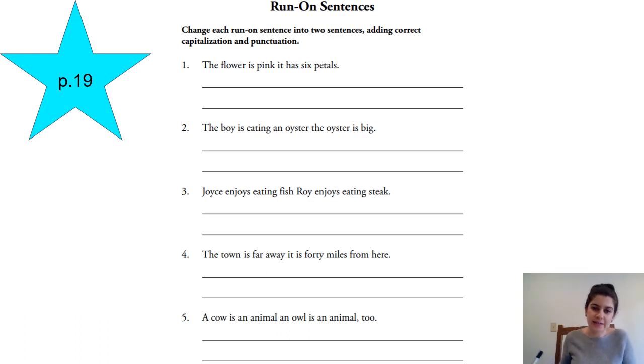Now what's the second idea they're trying to tell us in this sentence for number 2? Good, they're telling us the oyster is big. So I'm going to start with another capital T. The oyster is big. Period at the end. So we just turned that one run-on sentence into 2 complete sentences.